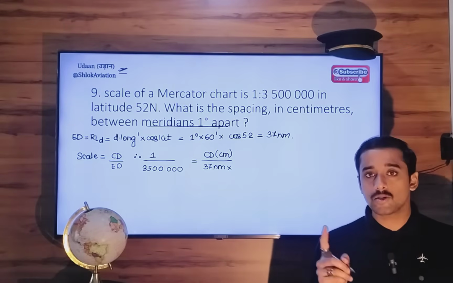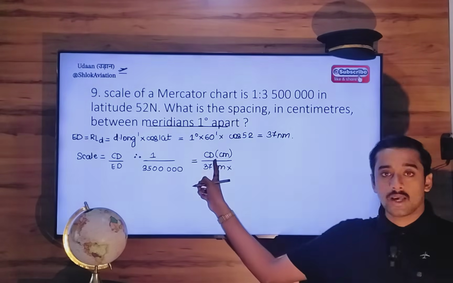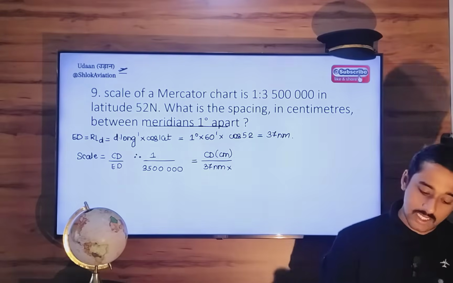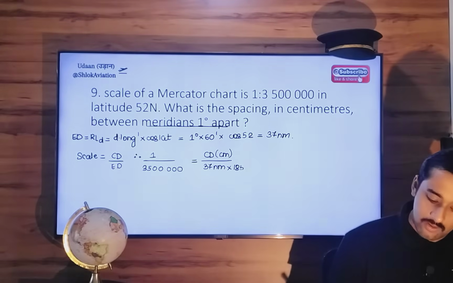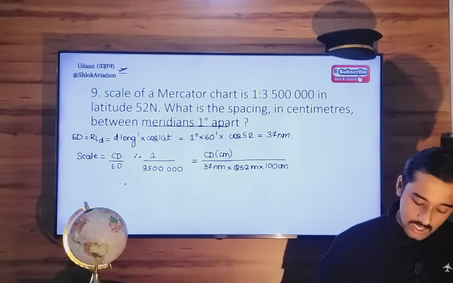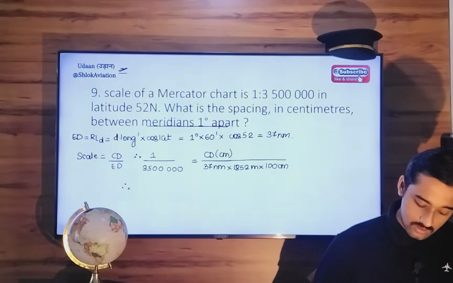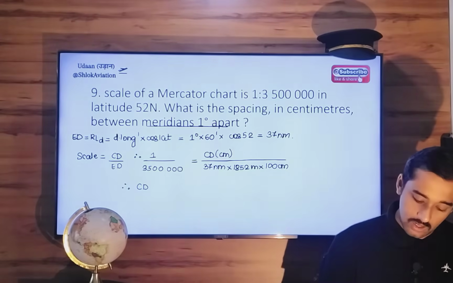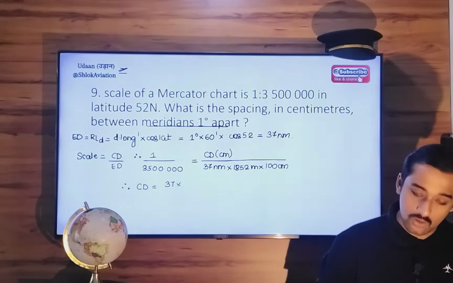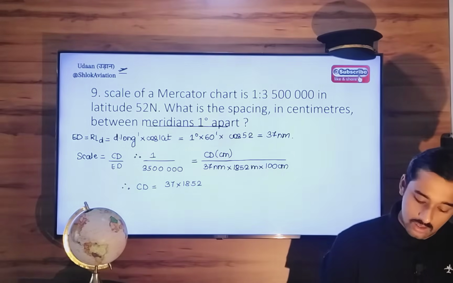Now convert that into centimeter. Why? We want the final answer to be in centimeter. So 37 nautical miles into 1852 meter into 100 centimeter. Therefore, chart distance will be equal to 37 into 1852 into 100 divided by 35, 1, 2.